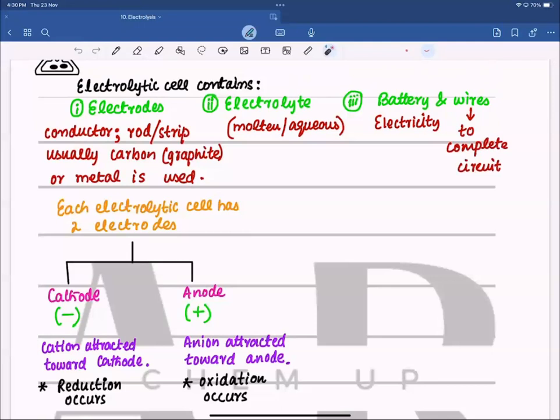Okay. Now, each electrolytic cell has two electrodes. For example, we have a battery, right? This is the battery. Let's suppose this is the positive terminal of the battery, and this is the negative terminal. If I connect the wire over here and put one electrode, or one graphite rod, on this terminal, as it is connected to the negative terminal, we label this as a cathode. Is this clear? Yes, Aisha and Safwan?